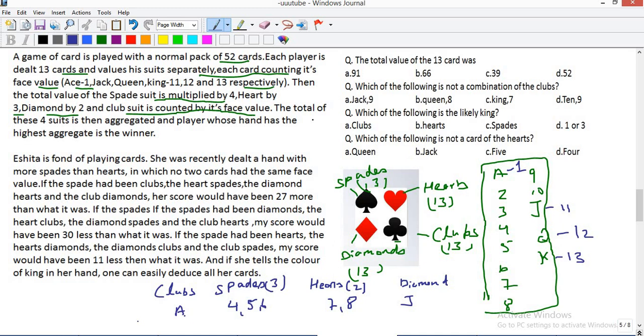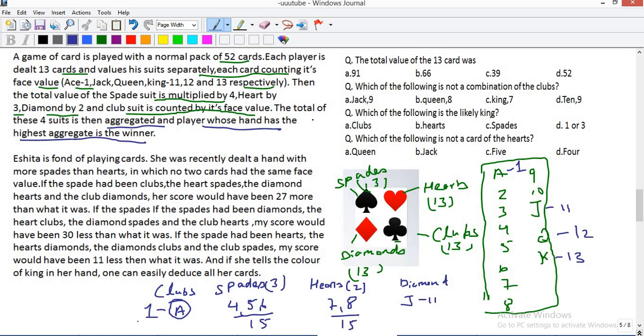So now how is it calculated? How is your aggregate score calculated? The total of these 4 suits is then aggregated and the player whose hand has the highest aggregate is the winner. So the point is, how do you calculate the aggregate? First I'll add all the face values of each of these. In clubs I have only one card, so its face value is 1. 4 plus 5 plus 6 is 15. 7 plus 8 is also 15, and the jack's face value is 11.